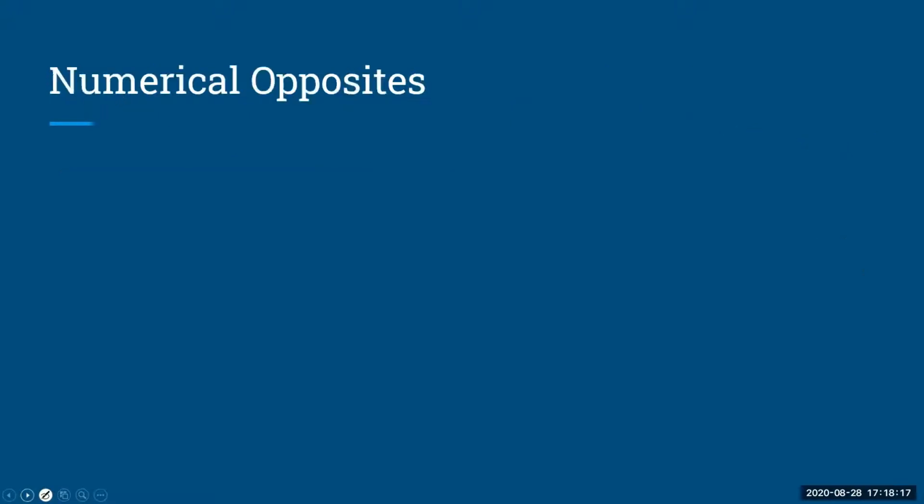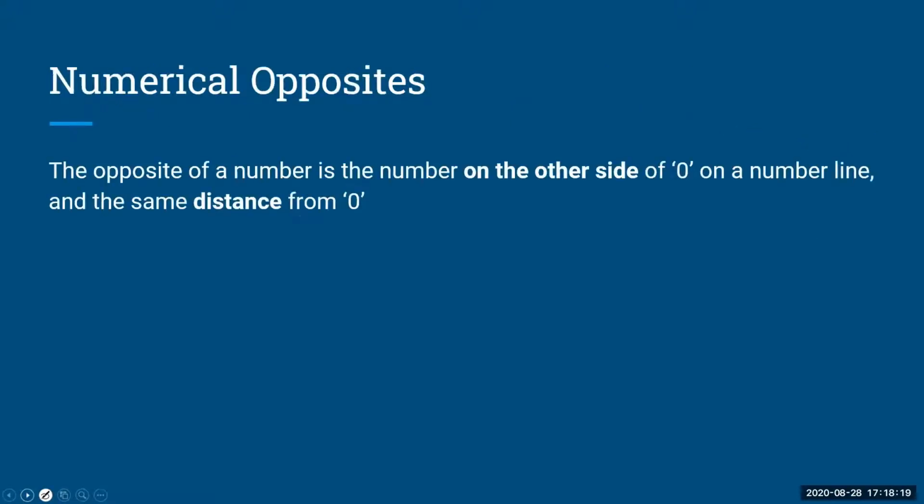All right, numerical opposites. This is really easy. The opposite of a number is the number on the other side of zero on the number line, and the same distance from zero, right? That gets into absolute value a little bit, same distance from zero. So for example, -4 is the numerical opposite of +4.